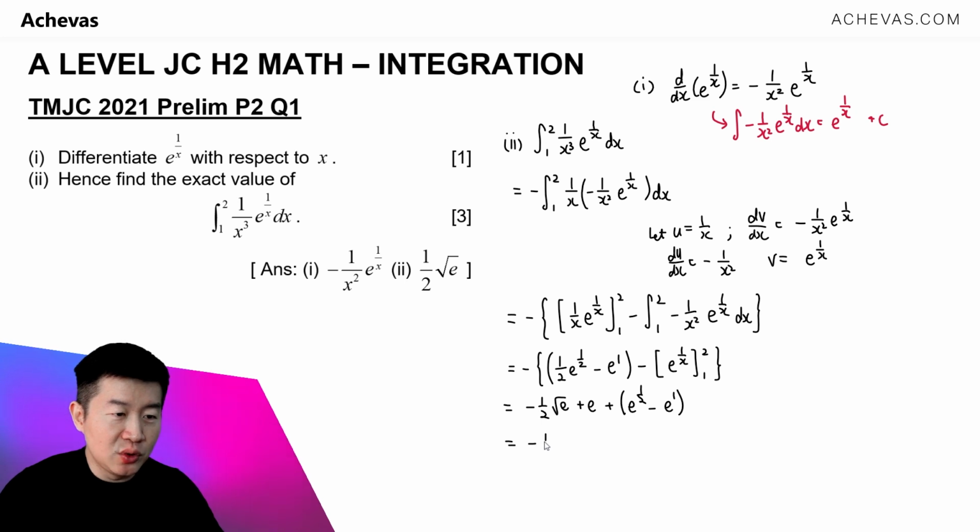So this is going to be equal to minus 1 over 2 square root of e, plus this is going to be square root of e, then after that minus e. So plus e minus e, they will disappear. And minus half square root of e plus square root of e. This is going to be equal to half square root of e.